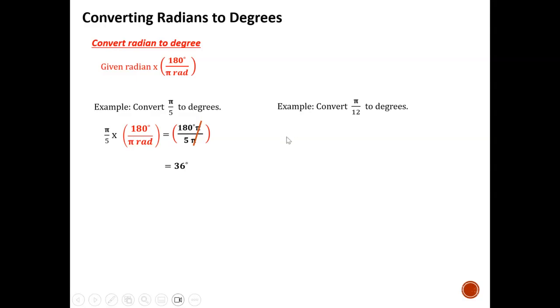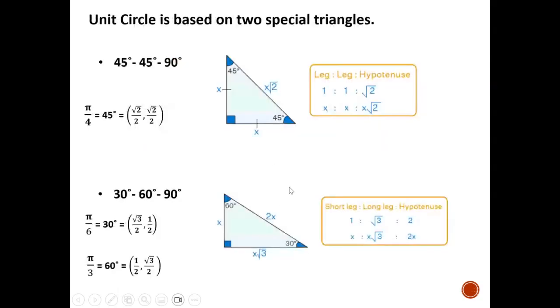Now how about pi over 12? We do the same process. The pi's cancel. So 180 divided by 12 will give us 15 degrees. That's how you convert from radians to degrees and degrees to radians.